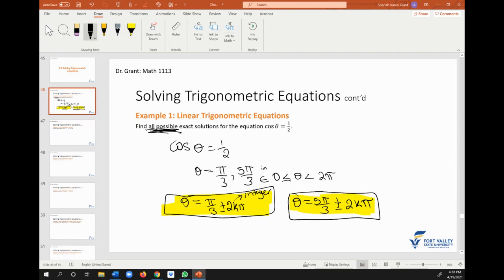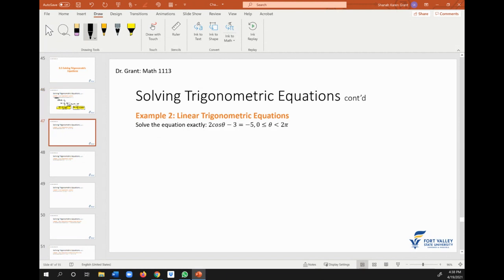Let's look at another example. Now here, we're asked to solve this equation, and this is a type of linear trigonometric equation. When we're solving linear equations, we think to ourselves, well, what do we do? Well, when we're solving linear equations or any equation, what we try to do is isolate what we're solving for. In other words, we're going to put our constants on one side and our non-constants on the other side.